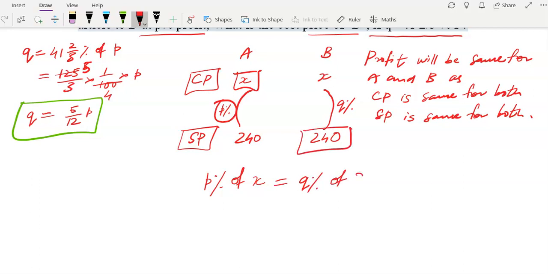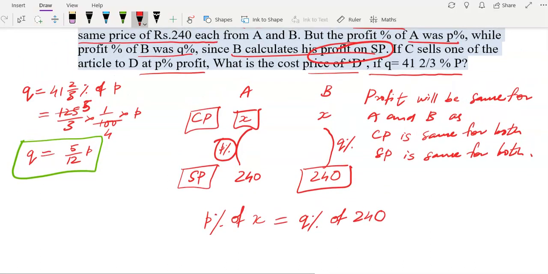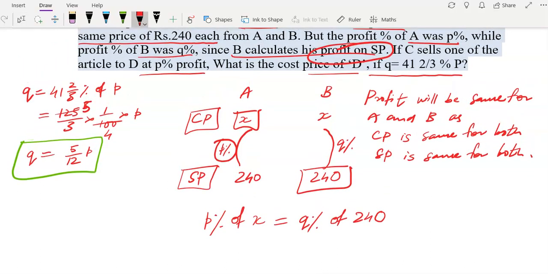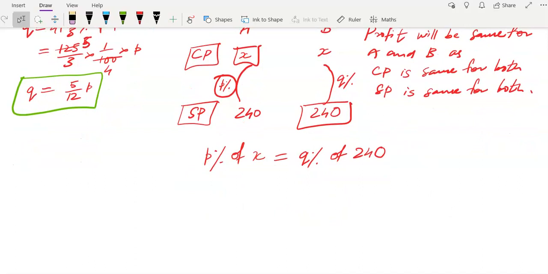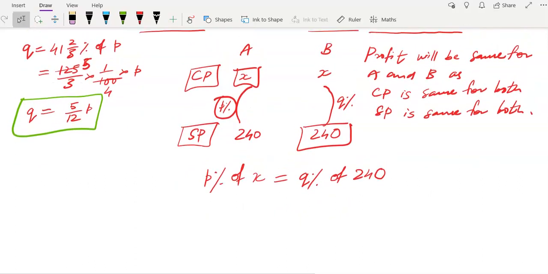240. Now why are we taking 240 here? Because B is calculating his profit on SP. So Q% of 240. A is calculating his profit on CP, but B is calculating his profit on SP. This is CP and this is SP.